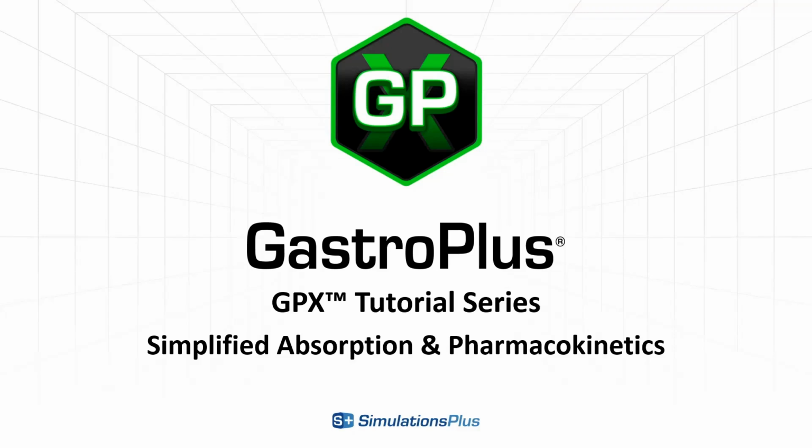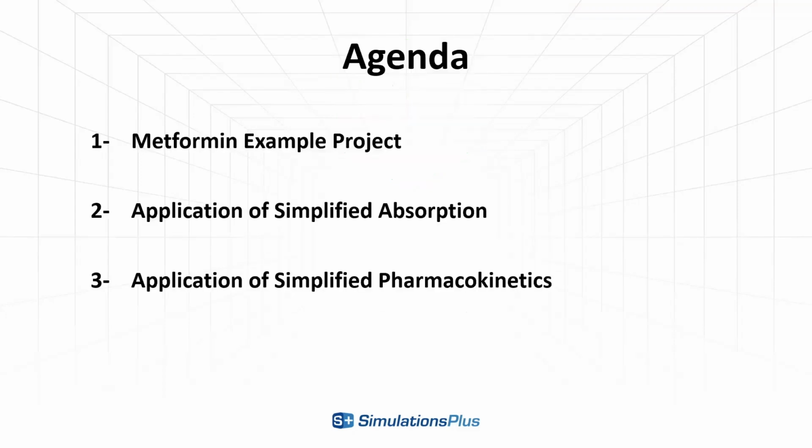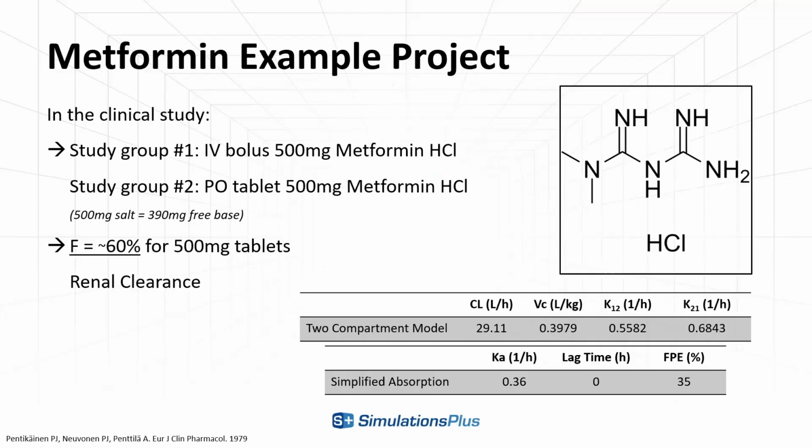In this tutorial, I will talk about simplified absorption and pharmacokinetic models in GPX. For this tutorial, we will use an example project based on metformin. Then, we will create a simplified absorption model in the metformin project and finalize the tutorial with the application of a simplified systemic pharmacokinetic model.